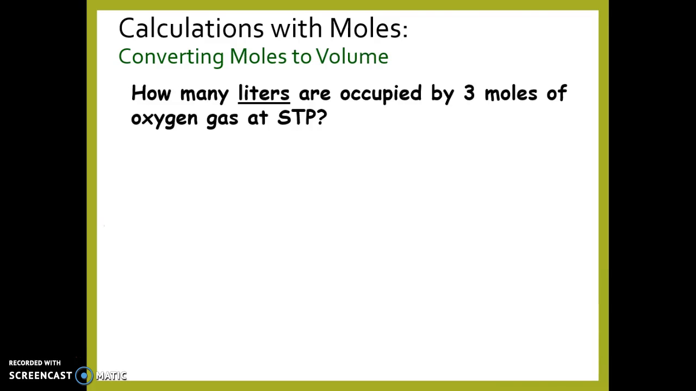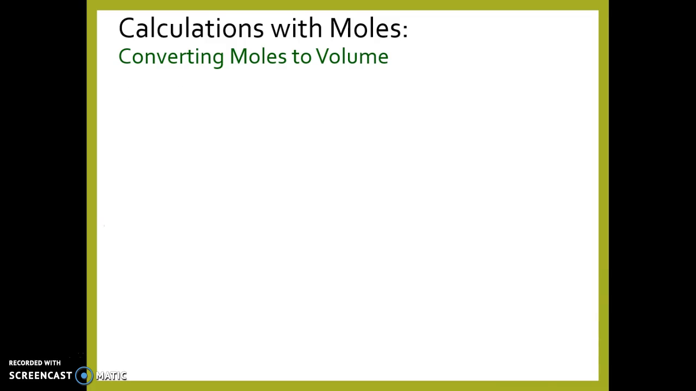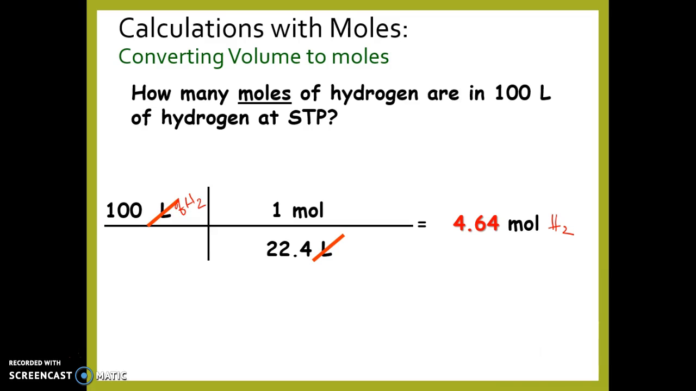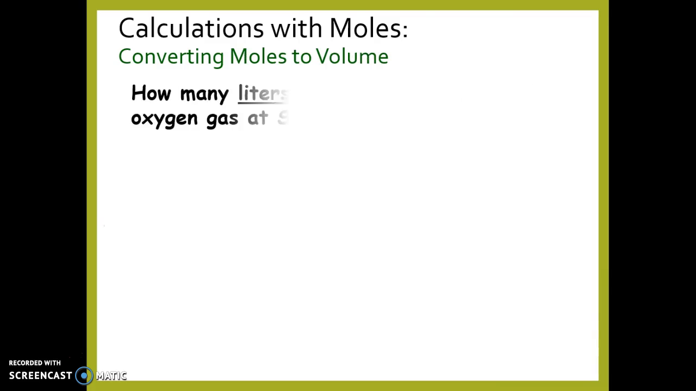How many liters are occupied by 3 moles of oxygen gas at STP? So here we go. What are we given? We're given 3 moles. Okay, 3 moles. Now I want to take a step back because something's not right here. This answer is not correct, because there's only 1 significant digit here. So this answer would actually be 5 moles. Because I only have 1 significant digit, I can only keep 1 significant digit, and it would be 5. So sorry about that. Okay, here we go.